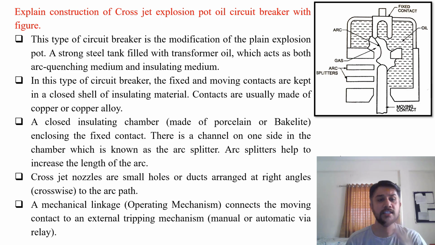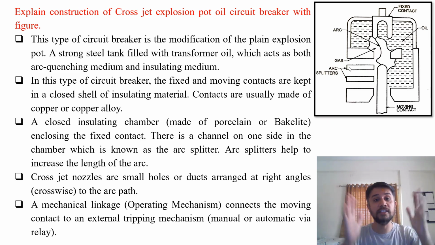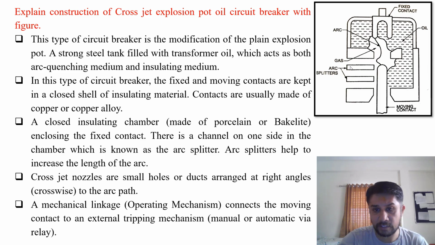There is a channel on one side of the chamber which is known as the arc splitters. Arc splitters help to increase the length of the arc. Cross-jet nozzles are small holes or ducts arranged at the right angle, here 90 degrees to this, that is crosswise to the arc path. A mechanical linkage or operating mechanism connects the moving contacts to an external tripping mechanism. This mechanism is operated manually or automatically with the help of relays. This is the construction detail of the cross-jet explosion pot oil circuit breaker.